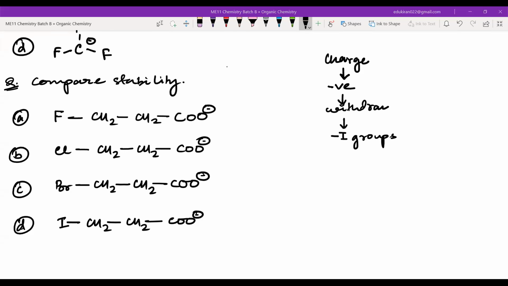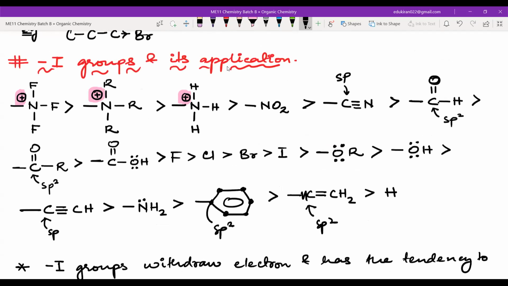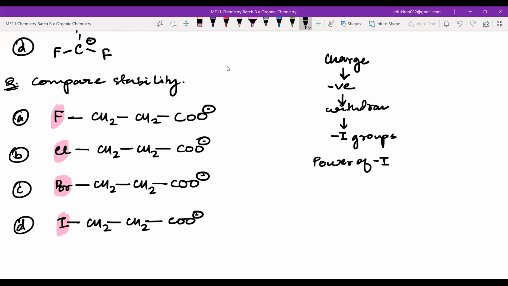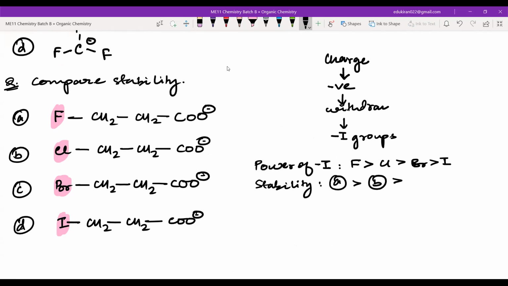Now we can see that all of these molecules have a minus I group. What we need to compare is the power of minus I: which has the highest strength of minus I, having the higher capacity to withdraw electrons, and which has the lower capacity. So we're going to use this particular order. Fluorine is most electronegative. If I write the order of the power of minus I, then fluorine is the most, followed by chlorine, followed by bromine, and followed by iodine. And that is why I can say for stability that A is most stable, followed by B, then C, and then D.